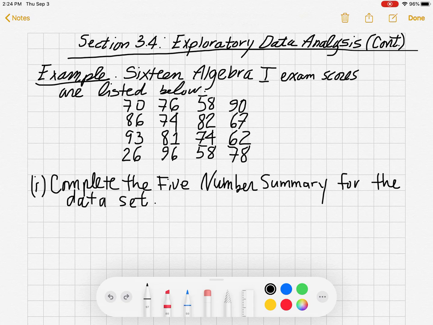Yeah, so we're back in section 3.4. Still looking at box plots. 5-number summary and box plots. That's what we're doing. 5-number summary and box plots.